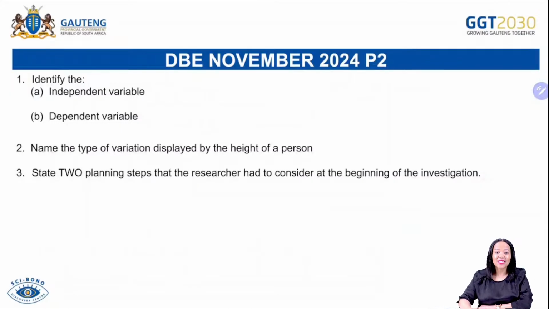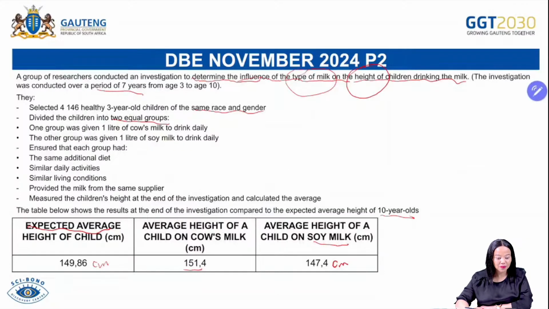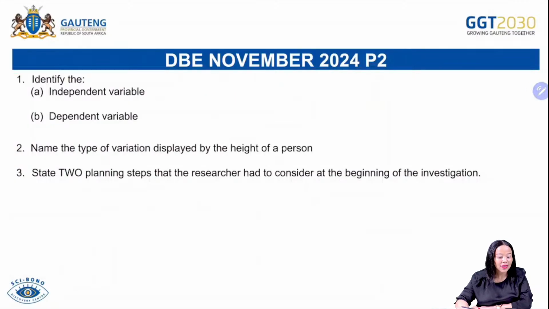Great, grade 12 learners. Let's see how you managed with the questions. Remember here, the aim was to determine the influence of the type of milk on the height of children drinking the milk. The independent variable is the type of milk, because the type of milk is the one that has an influence in what? In the height of children. So the height of children is influenced by the type of milk that they are drinking. So you got it correct.